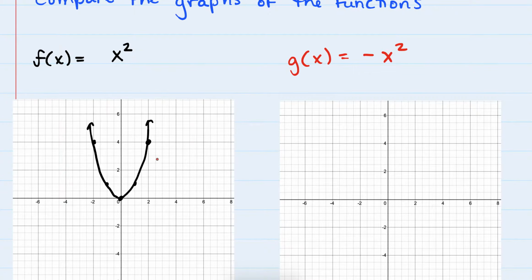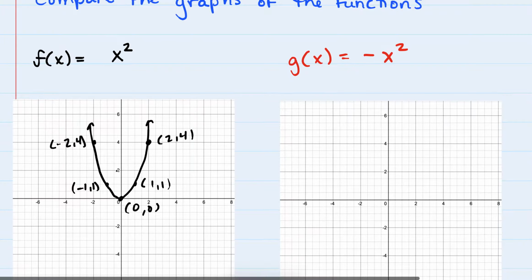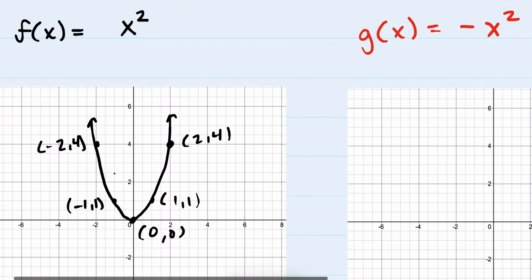So here's the graph of x squared. Let's write a few points. Here's 0, 0. This is 1, 1. This point right here is negative 1, 1. This point is 2, 4. And this one is negative 2, 4. Zoom in a little bit to make that a little bigger.